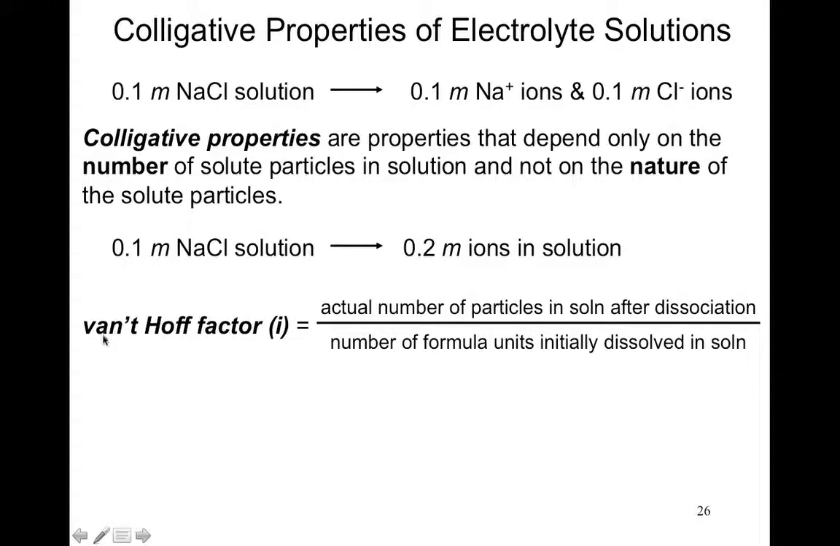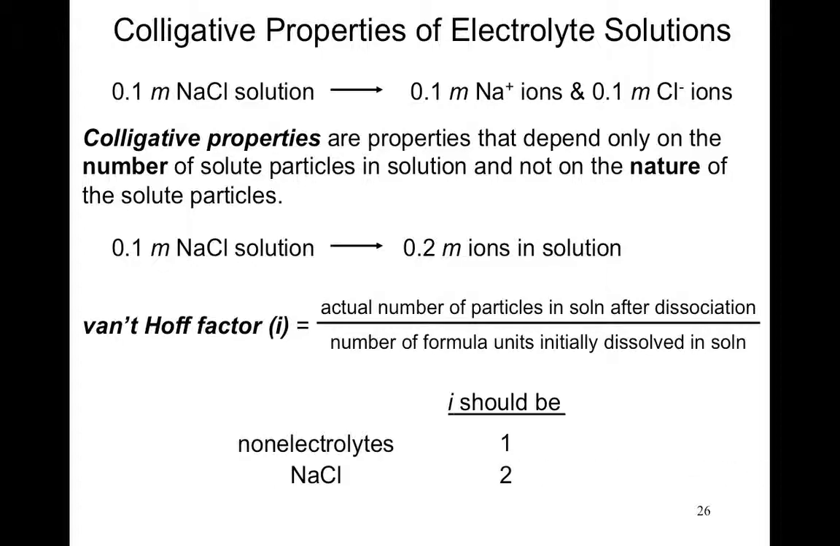And so this is where we get to calculate a Van't Hoff factor, which is lowercase i. It's the actual number of particles in the solution after dissociation, so that would be 0.2, divided by the number of formula units dissolved in the solution, and that would be our 0.1. Basically it just tells us how many individual pieces one formula unit will break into. Different salts have different Van't Hoff factors. For non-electrolytes, i should be about 1, because if it doesn't conduct electricity, it's not going to break apart. So if it were sugar, it would be 1 mole of sugar divided by 1 mole of sugar, because sugar doesn't break apart, it'd be 1.